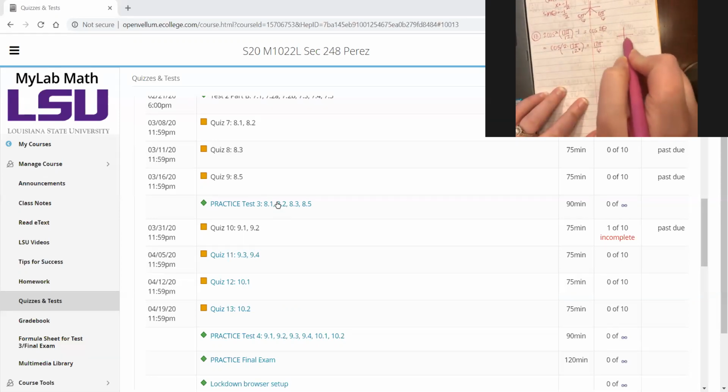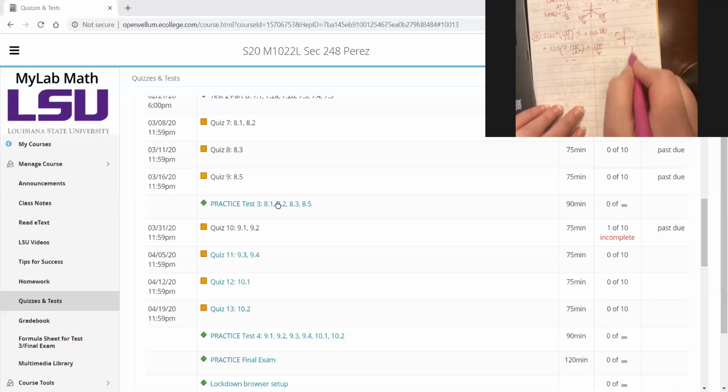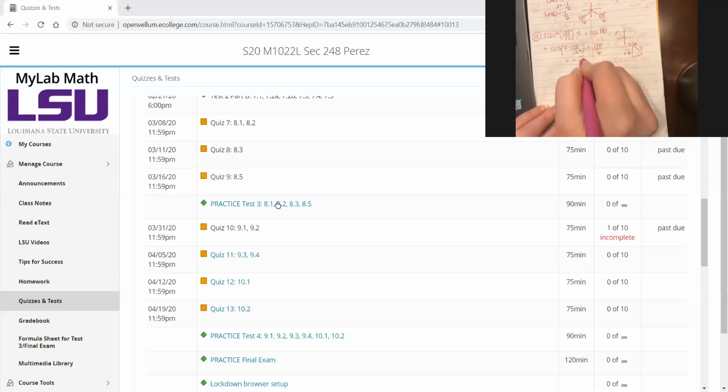17 over 6. So let's see, 12, 18 would be there. So 17 pi over 6 is in quadrant 2. So cosine is negative. So it's negative pi over 6. Next to it is square root of 3 over 2. So negative square root of 3 over 2.